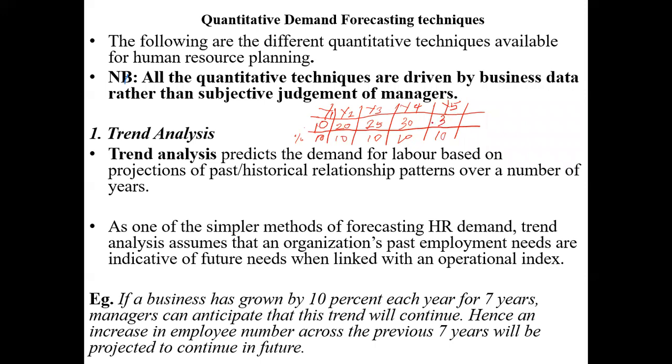So we can decide, because the difference between last year and this year over the past years has been, from here to this one, it was 10. From here to this one, it was 5. From here to here, it was 5. So 5 plus 5 plus 10 is 20. Then divided by 4, it will be 5. So we can decide to add 5 more employees. That would be a typical trend analysis. Is it clear?